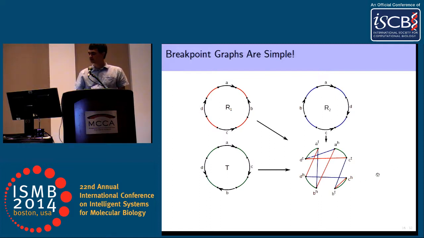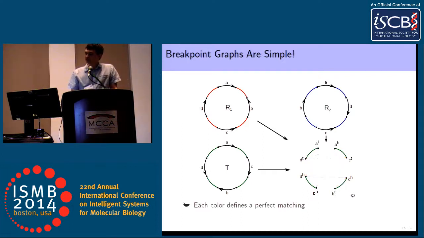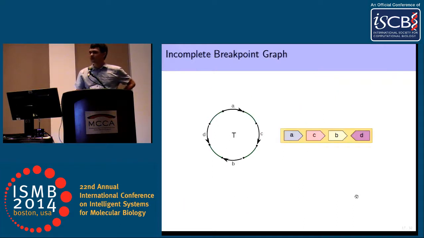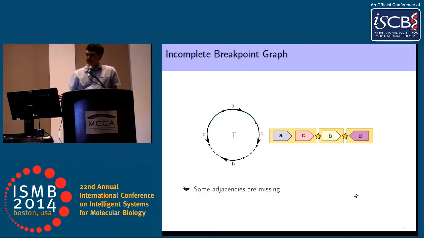And this graph has a useful property. Edges of each color define a perfect matching in this graph. So you see that green edges define a perfect matching, blue edges define a perfect matching, red edges define a perfect matching. But as you may notice, this graph was constructed from complete genomes. What if the genome is fragmented? This will correspond to some missing adjacencies and missing edges in the graph.